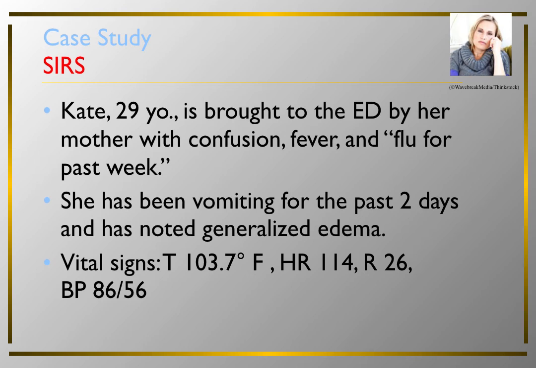So Kate is a 29-year-old who was brought to the ED by her mother with confusion, fever, and flu for the past week. She has been vomiting for the past 2 days and has been noting some generalized edema. Vital signs are temperature is 103.7, heart rate's 114, respirations is 26, and BP is dropped to 86/56. So what is she at risk for based on her vital signs?